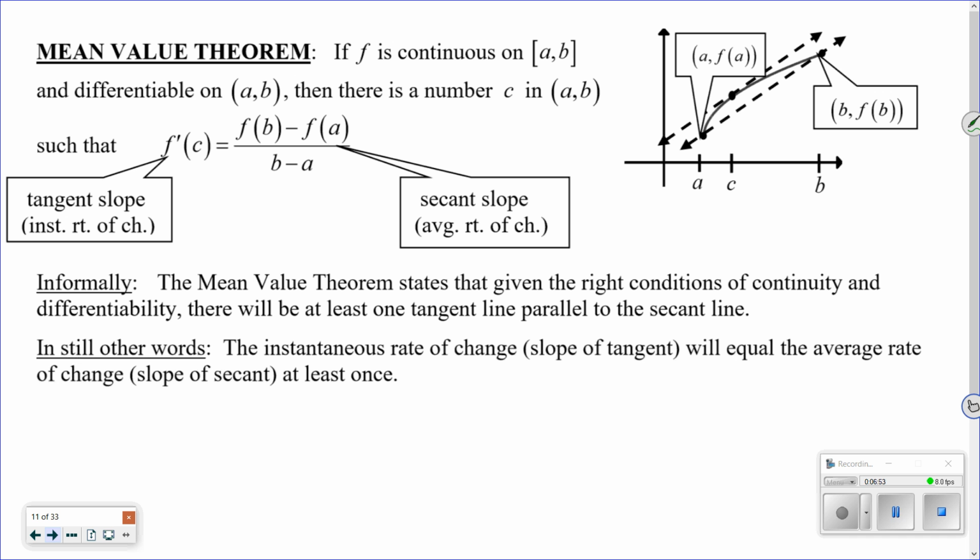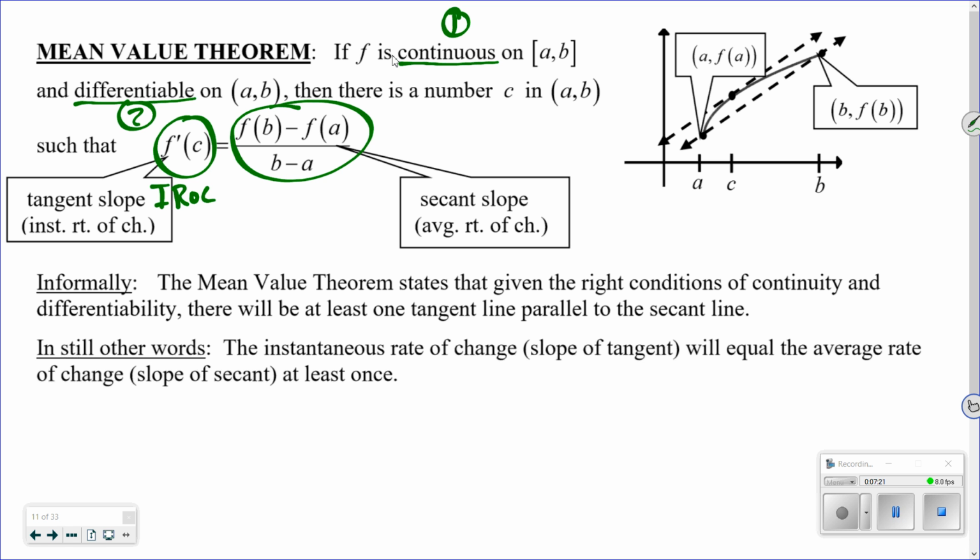So let's say that in big fancy words. It says if f is continuous from a to b, so it has to be continuous. So let's underline that. That's stipulation number 1. And it has to be differentiable. That's number 2. Then there's a number c in (a, b) such that f prime of c, I want you to circle that and put IROC next to it, equals this, which is the AROC, the average rate of change. There's got to be at least one point on there where the instantaneous rate of change equals the average rate of change. That's what they're showing right here, right?